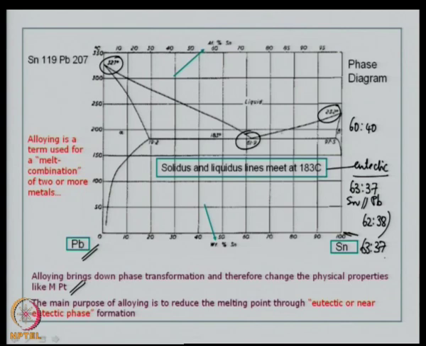The reason why I have put this number here is the atomic weights of tin and lead. If you look at the atomic percentages of tin and lead, they will be slightly different from the weight percentages. The 63:37 that we are talking about is actually the mass weight percentage composition of tin and lead.